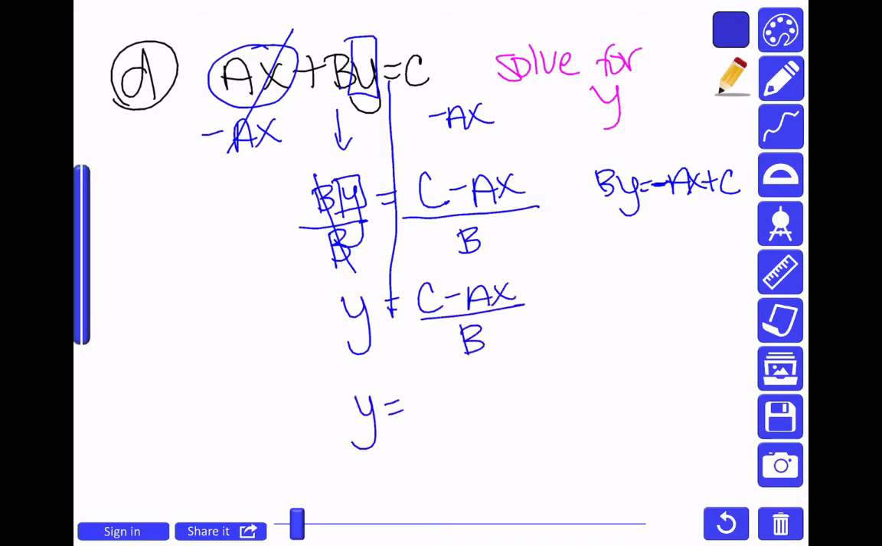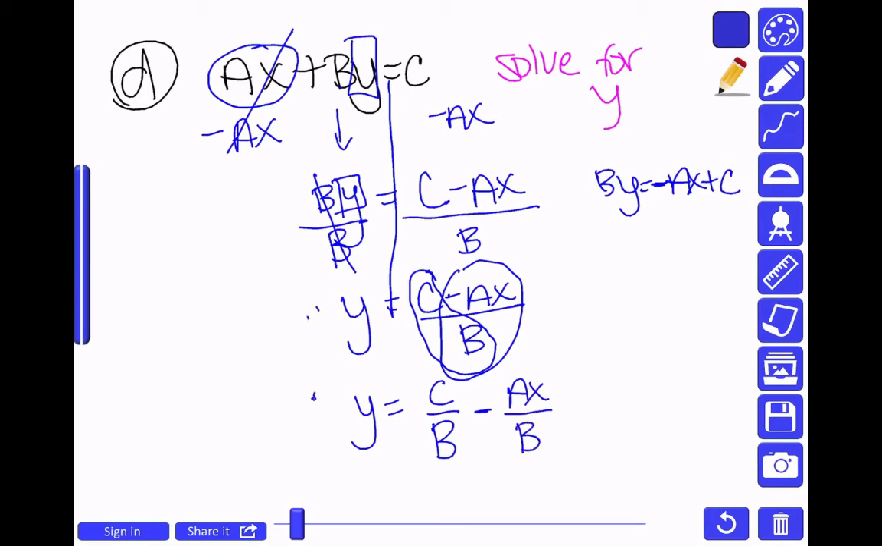Now another way to write that would be to split it up. So again, I have to divide both of these terms by b. So that would be c over b minus, because of the negative, ax over b. So either of these would be correct. I want to make sure you know how to go from here to here. So please take a moment to try to understand that.